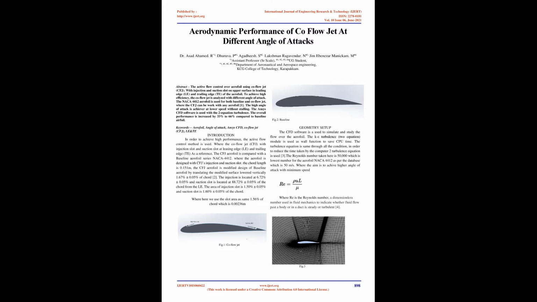Abstract: the active flow control over aerofoil using CO flow jet, CFJ, with injection and suction slot on the upper surface in the leading edge, LE, and trailing edge, TE, of the aerofoil. To achieve high efficiency, the CO flow jet is analyzed at different angles of attack. The NACA 4412 aerofoil is used for both baseline and CO flow jet, where the CFJ can work with any aerofoil. A high angle of attack is achieved at lower speed without stalling.